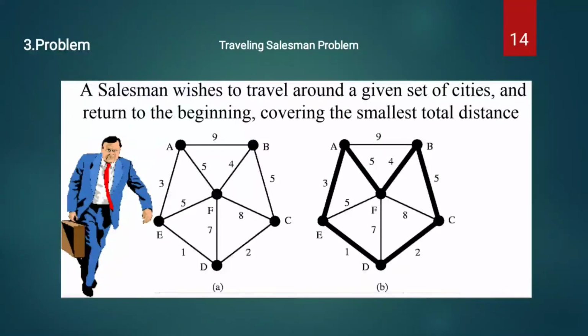And the last one is my problem, my challenge. It is the traveling salesman problem. Given is a salesman who wishes to travel around a given set of cities and return to the beginning, covering the smallest total distance. Hopefully after finishing this course I can apply the heuristic method, solve this problem, and apply it in real life.